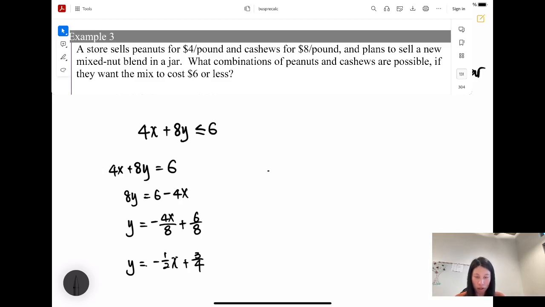All right, so what's next? Next is we want to graph it. So in here, we can choose what? When x equals 0, y equals 3/4. That's our first point. And the second point is, again, I will choose 2. If x equals 2, so I have negative 1/2 plus 3/4. So this is equal to negative 1/4.